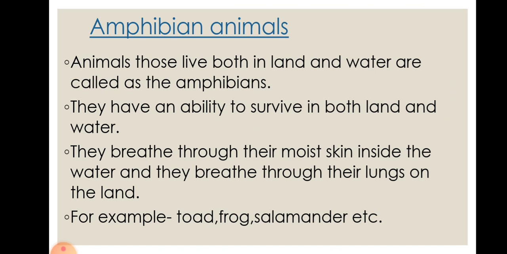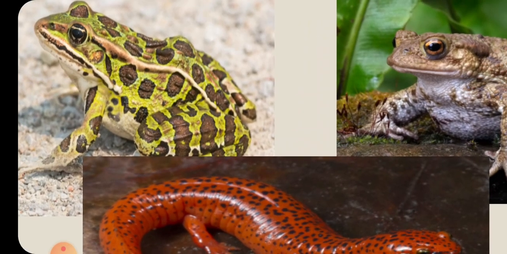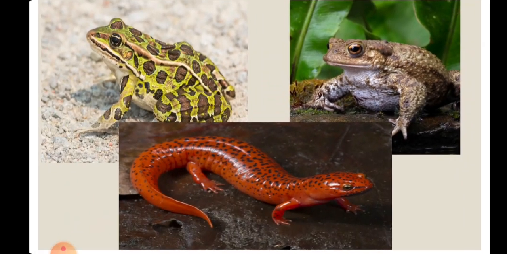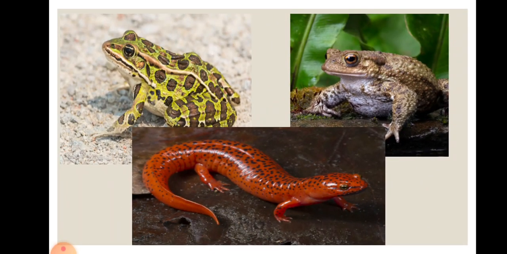They use their wet skin. They have small pores in the skin, which help them to breathe inside the water. Outside of the water they have lungs, like terrestrial and arboreal animals, to breathe on land, and they use their skin to breathe inside the water. For example: toad, frog, salamander, etc. The first one is frog, second one is toad, third one is salamander. Salamander can be found in different colors. This one is red salamander.